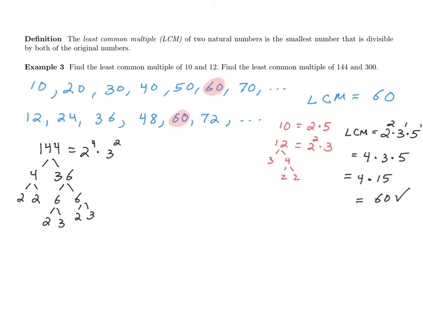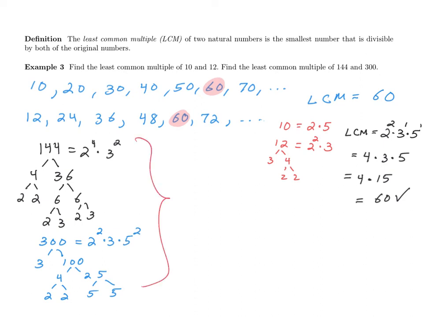Let's do the same thing for 300. Okay, for 300, let's see, that's 3 times 100. 100 is 4 times 25. 4 is 2 times 2, and 25 is 5 times 5. These are all prime numbers. Here we have 2 2's, so I get a 2 squared. I then have this single 3, so I have a times 3. And then I have these 2 5's, and so I have 5 squared.